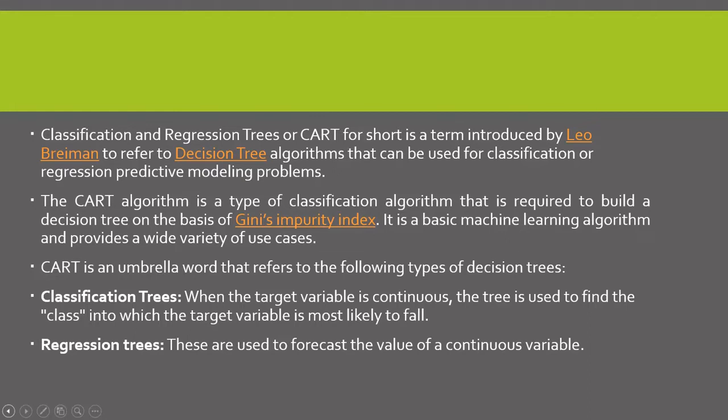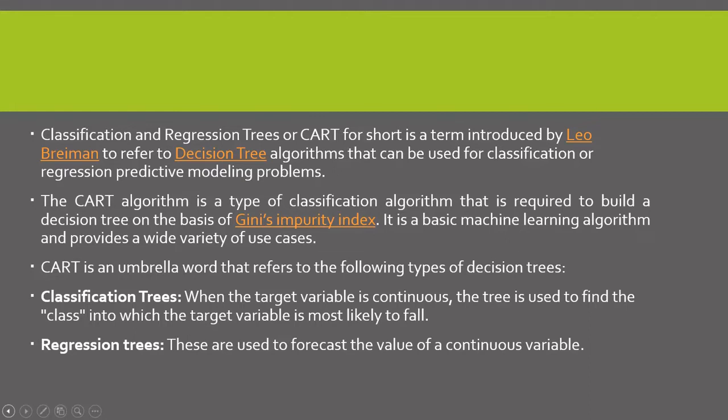Tree models where the target variable can take a discrete set of values are called classification trees. In these tree structures, leaves represent class labels and branches represent conjunctions of features that lead to those class labels. Decision trees where the target variable can take continuous values are called regression trees. Decision trees are among the most popular machine learning algorithms given their intelligibility and simplicity.